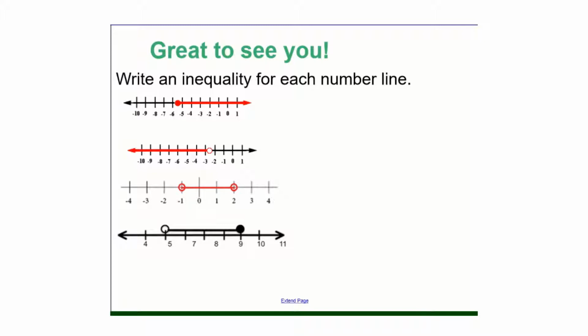This next one, we're going to do between 5 and 9. X is greater than 5 and less than or equal to 9. We have the filled in dot at 9, so we need the less than or equal to. So if you selected the number 9, would that be a solution to that inequality? Yes, it would be, because x equals 9. 9 is part of this set. 5 is not part of it.